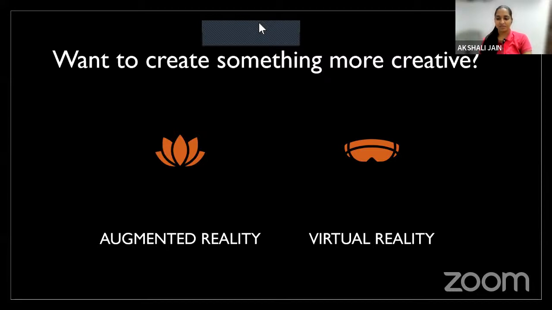AR is where you see 3D objects in the real world. For example, Snapchat and Instagram have filters which are very common nowadays, where you see 3D or 2D objects in the real world. Virtual reality is when you see immersive technology inside your eyes. You need to wear a headset for this.